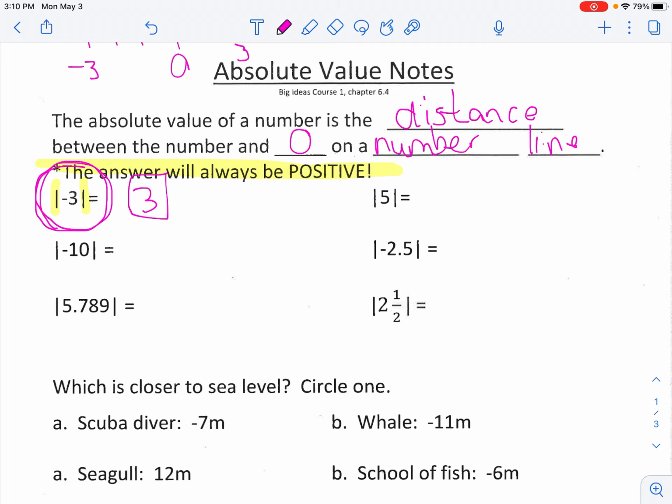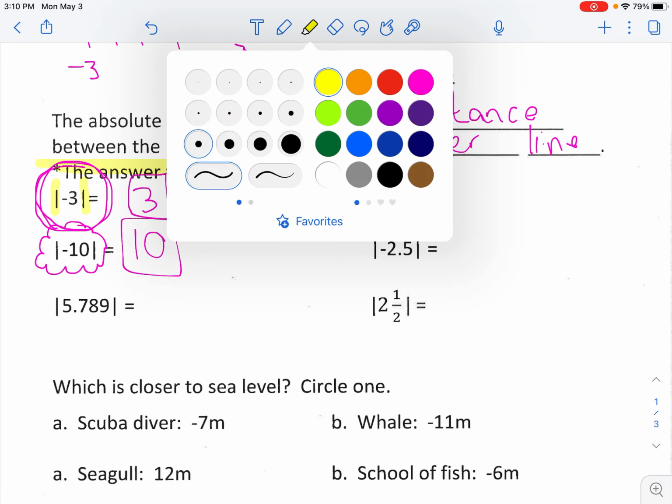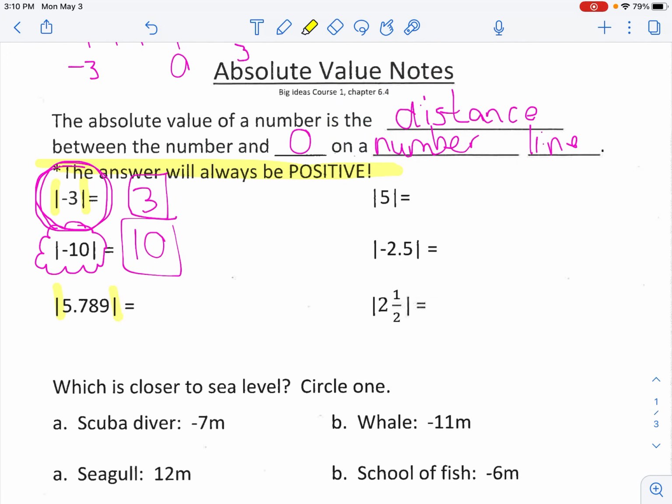If you look at negative 10, what is the absolute value of negative 10? If you're sitting at negative 10 on the number line and you have to walk back to 0, you're going to have to walk 10 steps. If you're at 5 and 789 thousandths, what is the absolute value? 5 and 789 thousandths. Moving over to the right side, what is the absolute value of 5? If you're sitting at the integer 5 on the number line and you have to walk back to 0, you would have to walk back 5 steps.